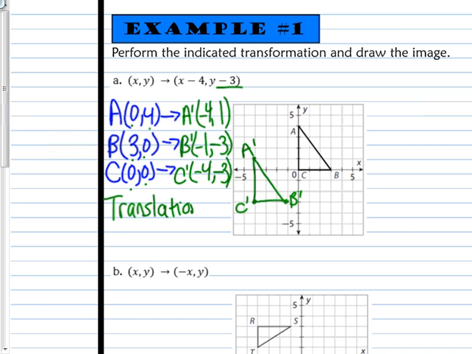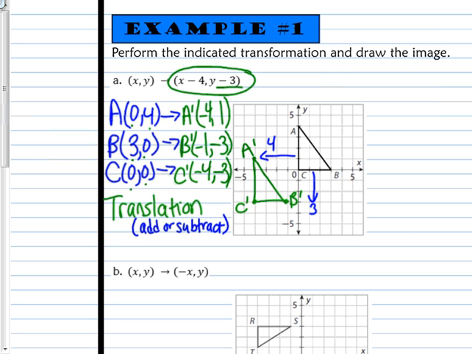And it's called a translation because we only added or subtracted. So up here, the transformation that we applied was subtraction. So a translation is when we are going to add or subtract. Okay, and we can see that this particular shape moved to the left 4 spaces, and then it moved down 3 spaces.